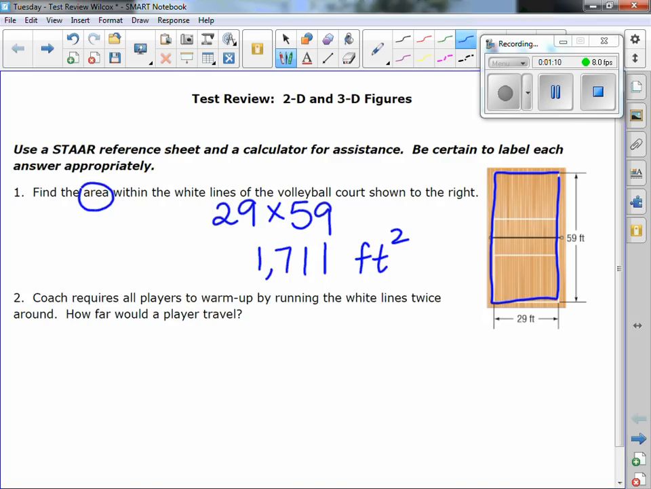Now remember, you won't be able to use a calculator on your test, so make sure you're comfortable getting these exact answers without the use of a calculator.